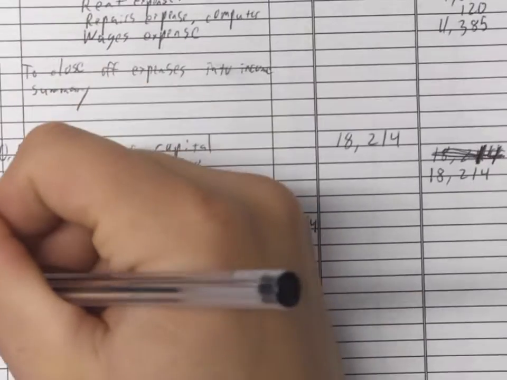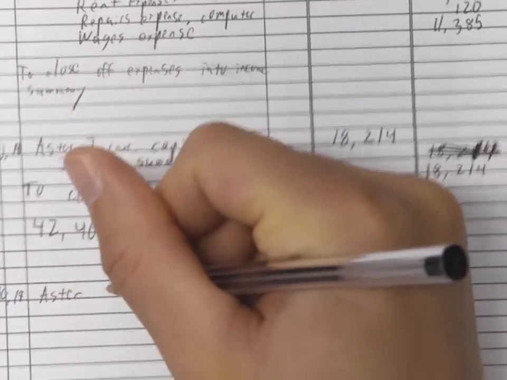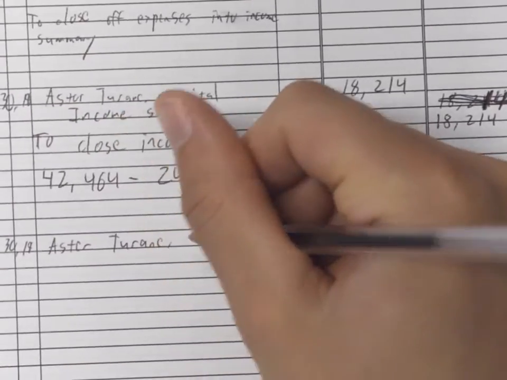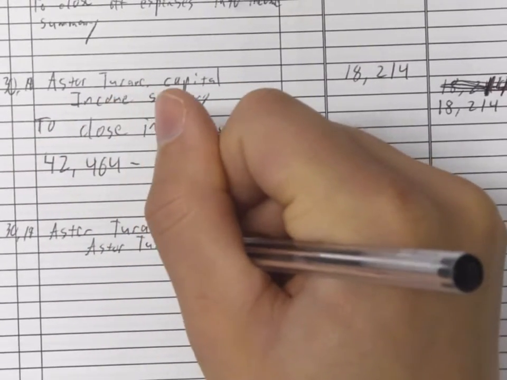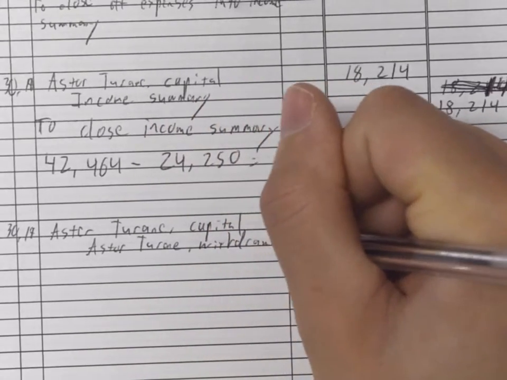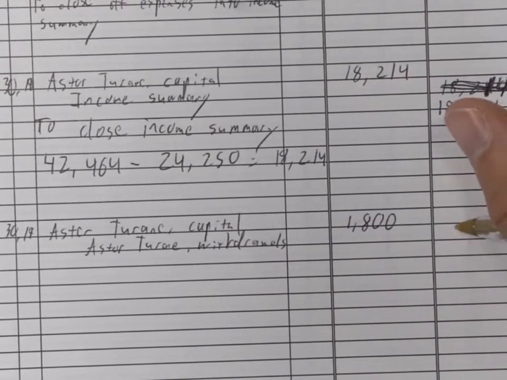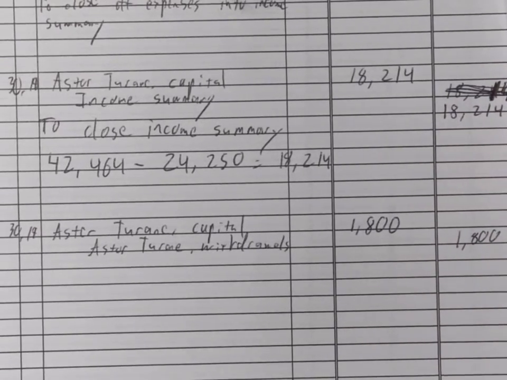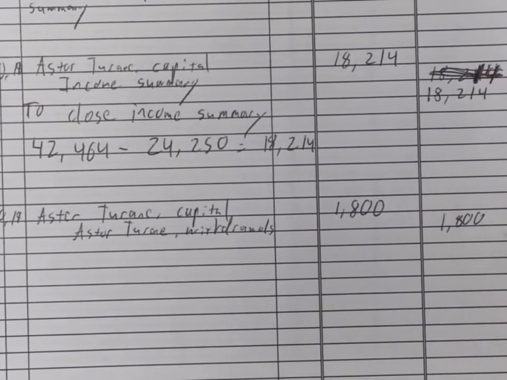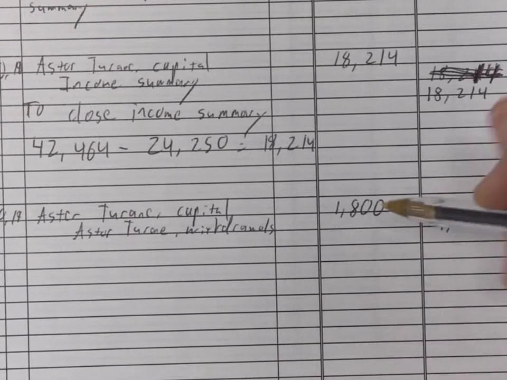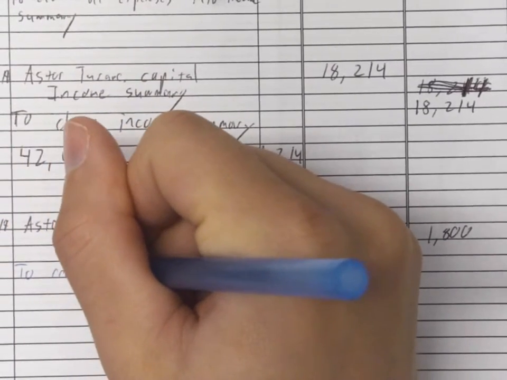So, Aster Terrain capital and Aster Terrain withdrawals. So the capital here is being, again, reduced by $1,800, and we are crediting the withdrawals account. I just want to quickly show that here, that our withdrawals has a debit balance of $1,800, so we need to credit it to close it, to make it 0. And that reduces the balance of the capital account by $1,800. To close.